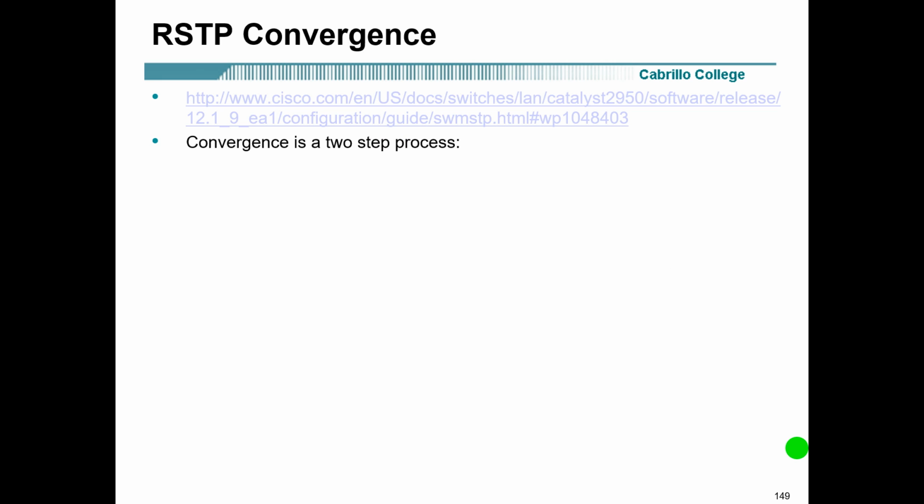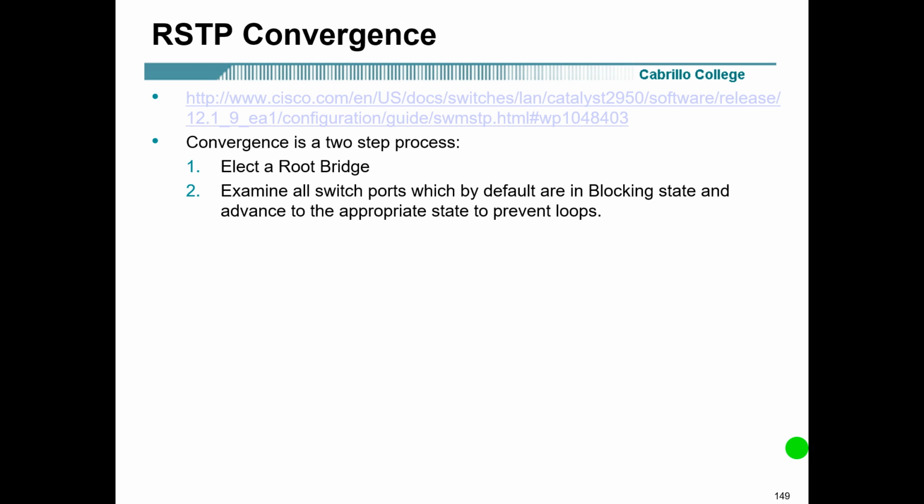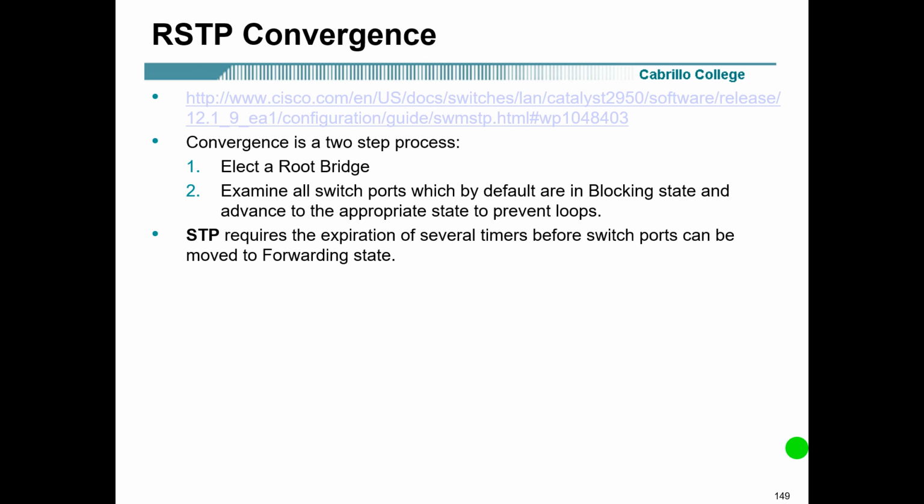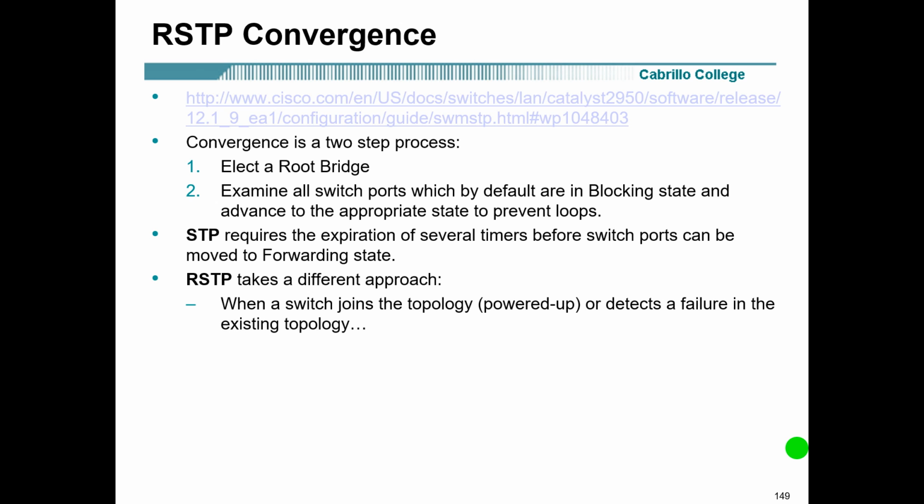So for more information about RSTP convergence, you can check Cisco's website. Also, convergence is a two-step process. It will elect a root bridge, and it will examine all switch ports, which by default are in blocking state, and advance them to the appropriate state to prevent loops. STP requires the expiration of several timers before switch ports can be moved to a forwarding state. RSTP takes a different approach.